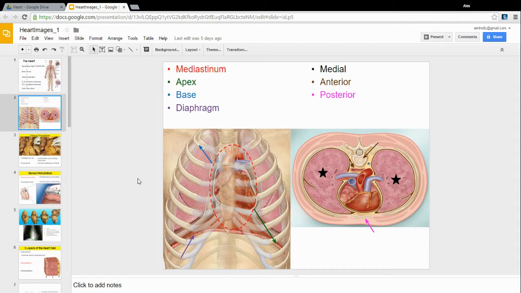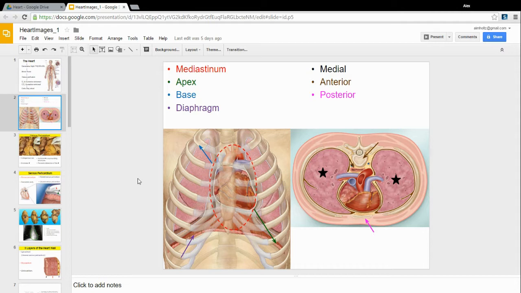It is basically an inverted cone. So it has an apex and a base. The apex is pointing downward towards the left hip. Not always exactly towards it, but good general idea. The base is pointing roughly towards the right shoulder. You can see the green and blue arrows there indicating those directions. The heart is actually sitting on top of the diaphragm, rests on the diaphragm, that muscular partition between our thoracic and abdominal cavities.